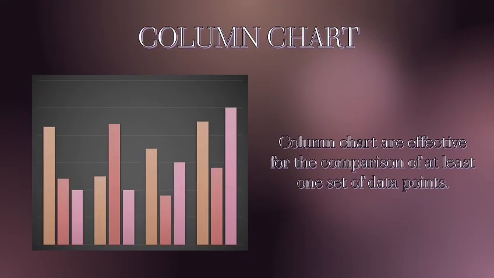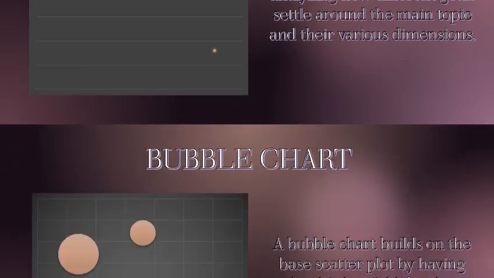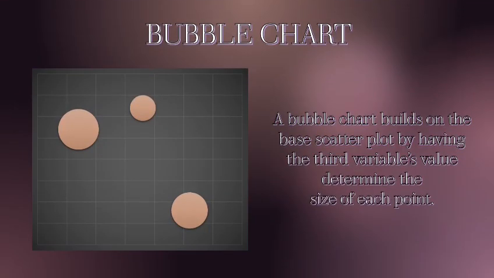Column charts are effective for the comparison of at least one set of data points. Scatter charts are ideal for analyzing how different goals settle around the main topic and their various dimensions. A bubble chart builds on the base scatter plot by having the third variable's value determine the size of each point.